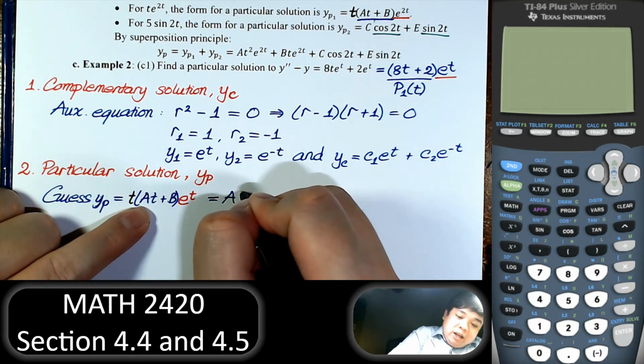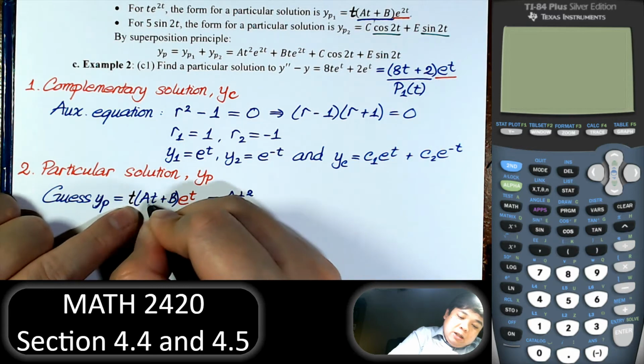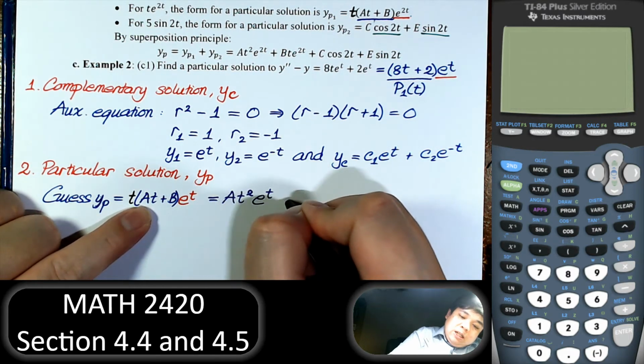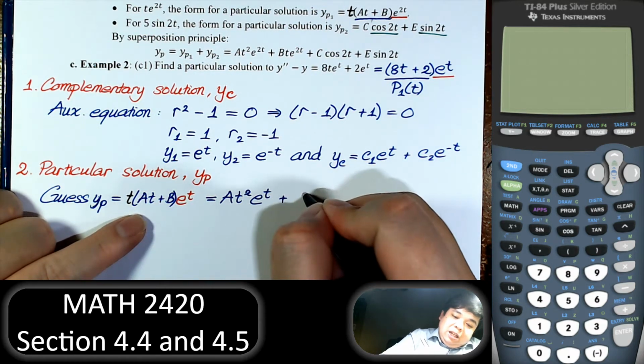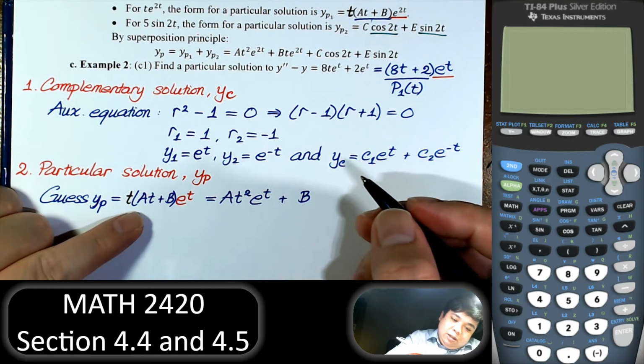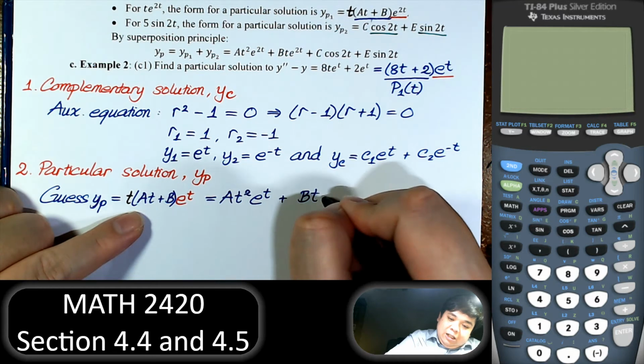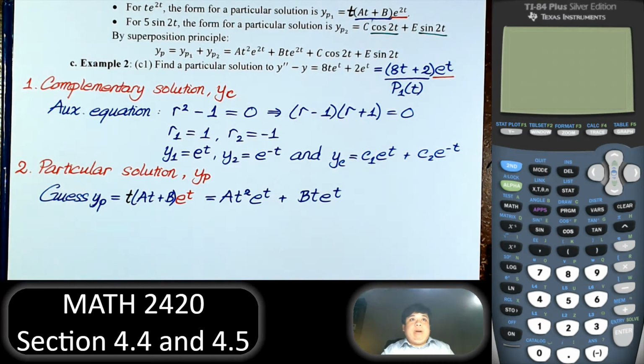a t squared e to the t plus b t e to the t. Alright, so that is the function. Now let's find the derivative.